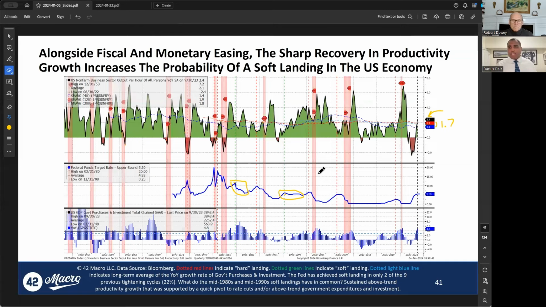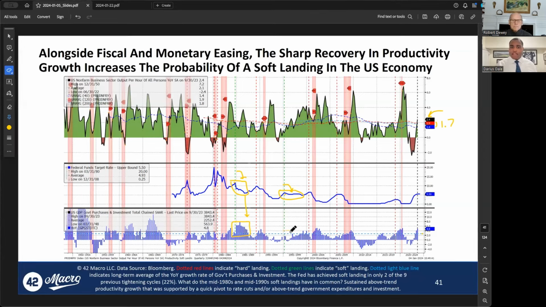You need to have two things happen. You need to have the Fed acknowledge that it wants a soft landing by pivoting to rate cuts, which is exactly what the Fed has outlined it's going to do throughout 2024. And you probably need some combination of above-trend fiscal spending. That's what this chart down here shows, government purchases and investment on a year-over-year basis. The light blue dotted line shows the long-term mean of that time series. Back in the mid-80s when we had the soft landing, we had the Fed cutting rates and we had way above-trend growth in fiscal spending.